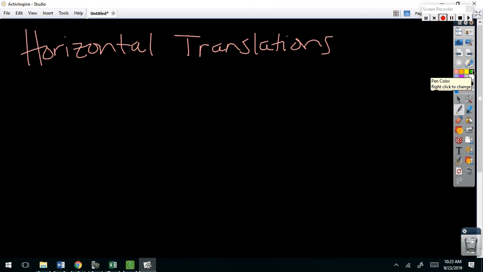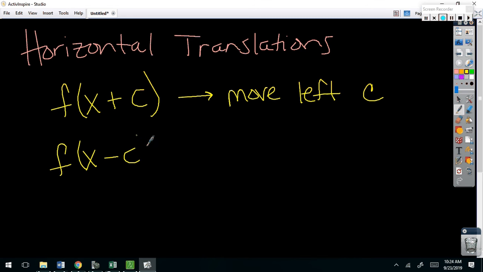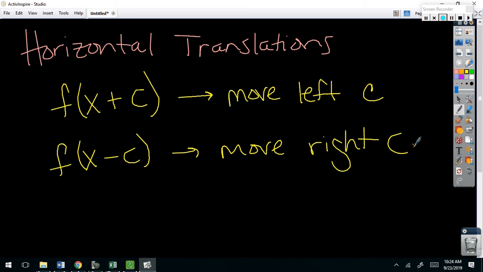But it's backwards. If I have f of x plus c, this tells me that I move left c units. It's the opposite of what you think. That's why it gets a little tricky, a little sticky. Okay? So plus c means left. Minus c is right. If you plugged in the points, it would make sense.